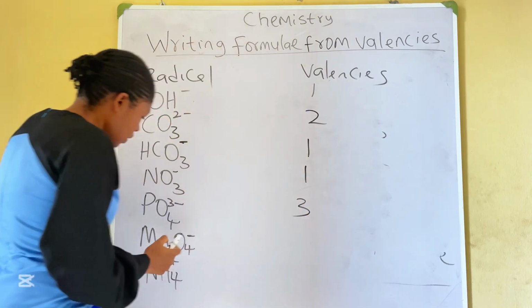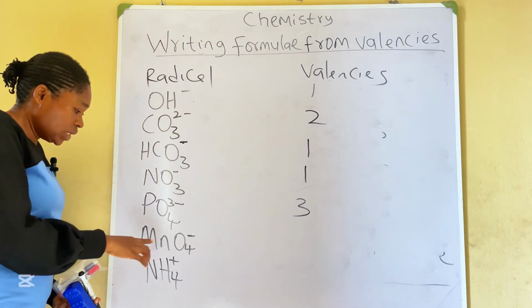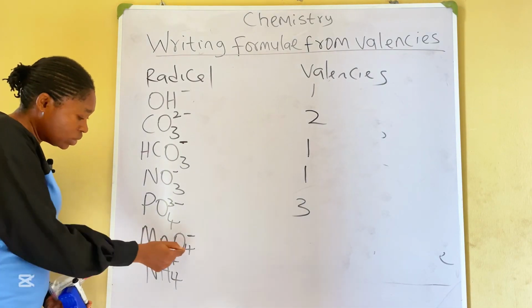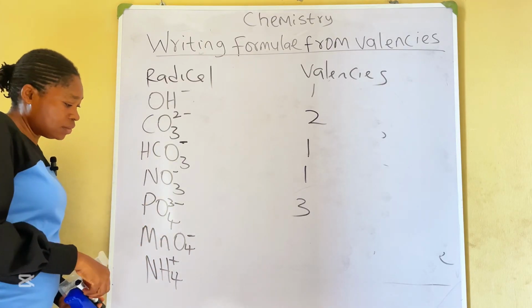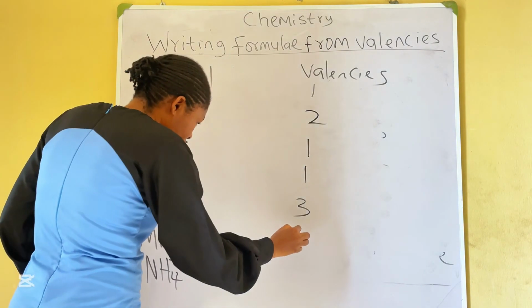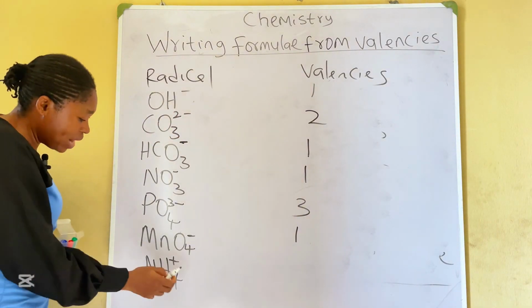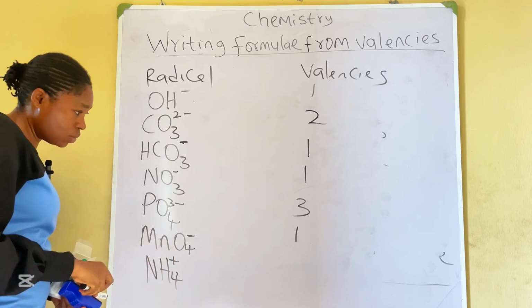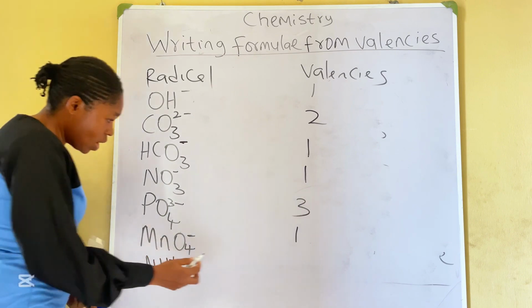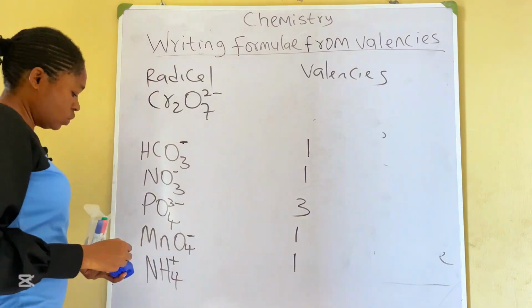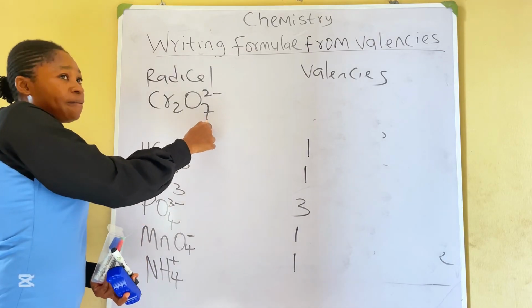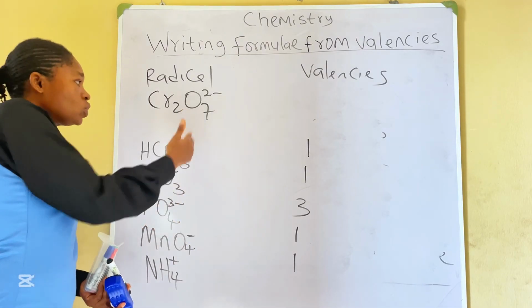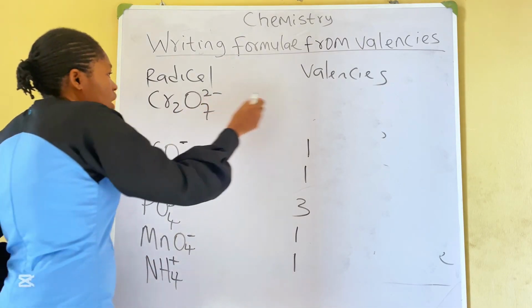So the valency is this charge. That is 3. Tetraoxo. This is manganese, not magnesium. This is manganese. So tetraoxomanganate 7. So the charge is 1. The valency is 1. So this is ammonium ion. It's positively charged. Ammonium ion. So the valency is what? 1. Now what are radicals? Some of them: heptaoxodichromate 6. So the charge is what? 2.